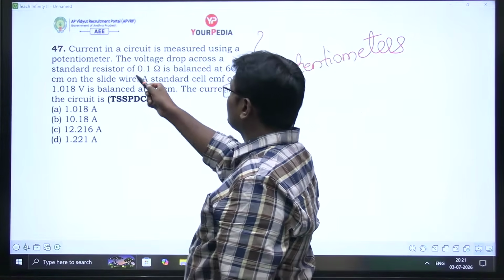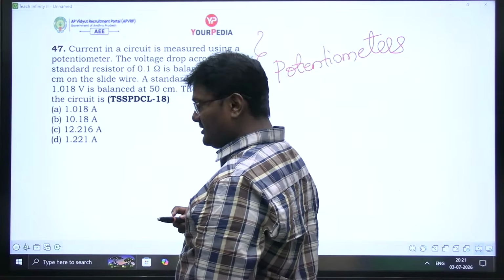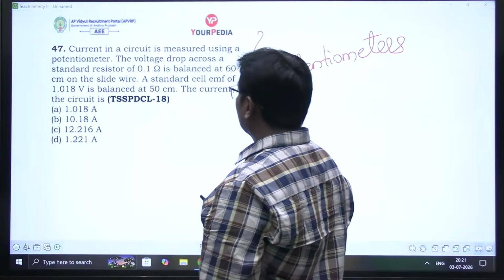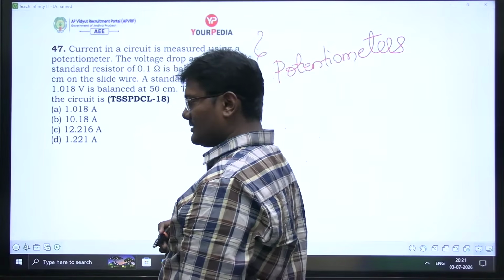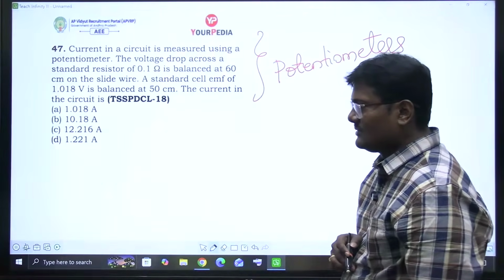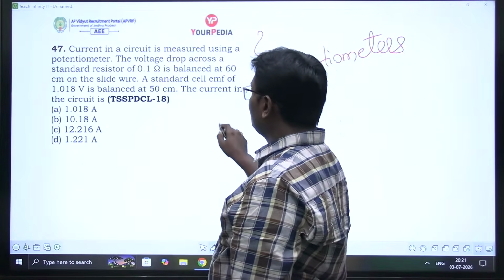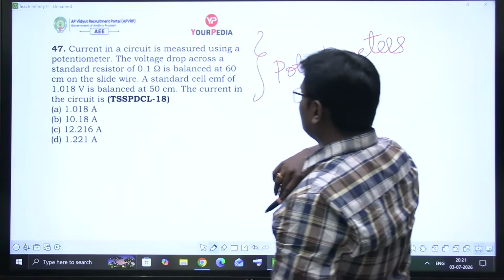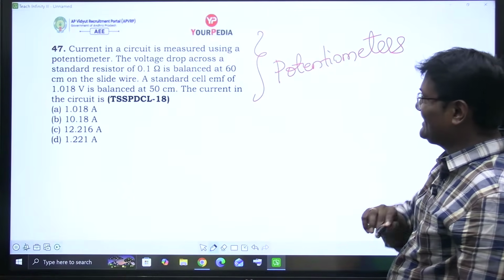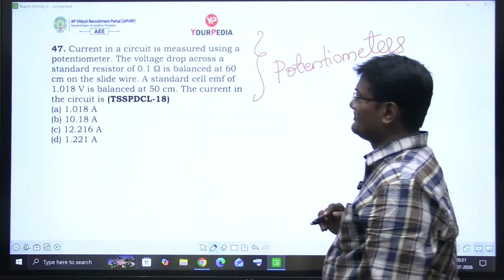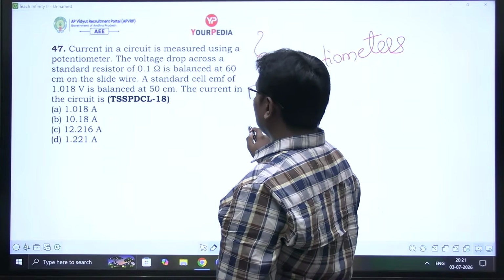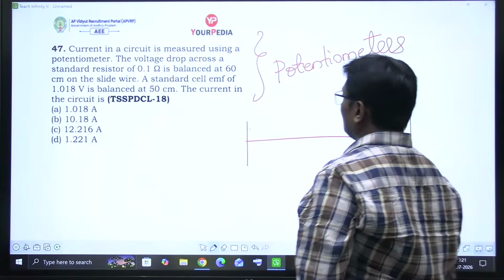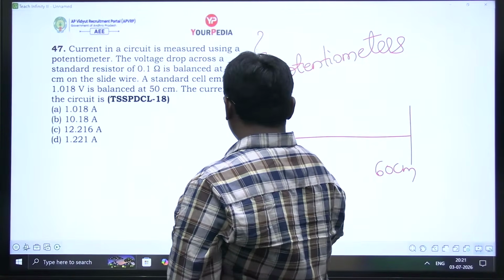So here the voltage drop across a standard resistance of 0.1 ohms is balanced at 60 centimeters. A standard cell of EMF 1.018 is balanced at 50 centimeters. Right. So 1.018 by 60 into 50. The standard resistance is balanced at 60 centimeters of slide wire. So here, first of all, you will take a galvanometer.